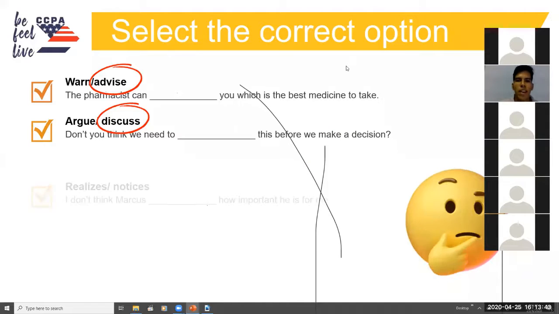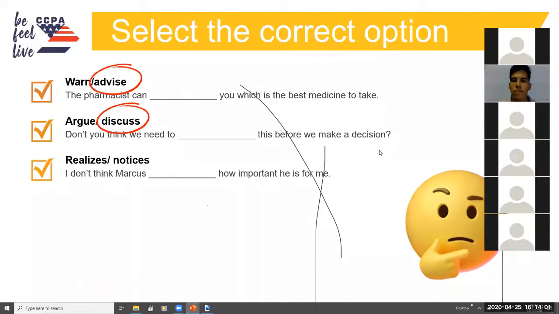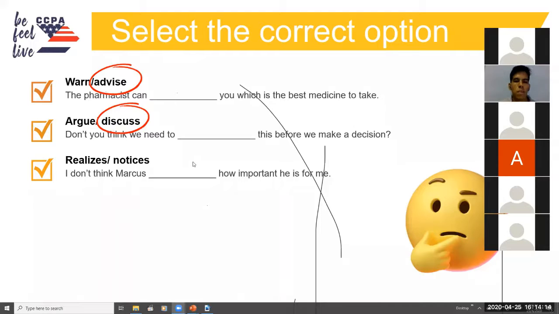All right. Then we have realizes versus notices. I don't think Marcus how important he is for me. Any volunteers? Let's see. Andres Roman, go ahead. Andres, are you there? Okay. I don't think Marcus noticed how important he is for me.